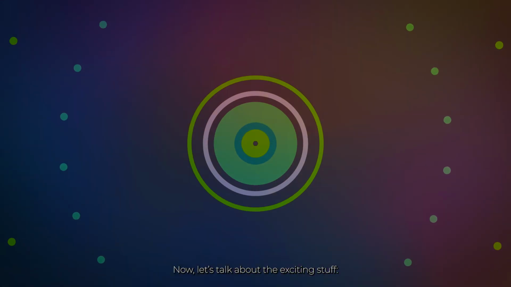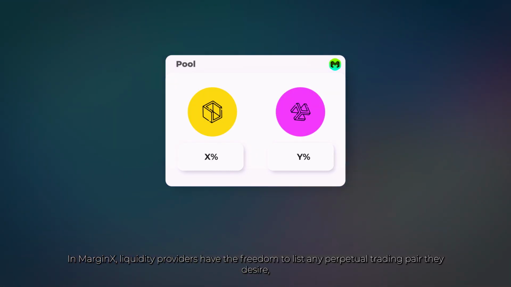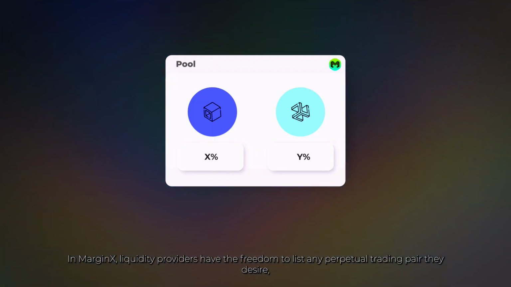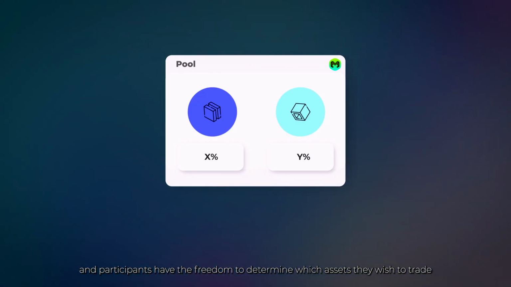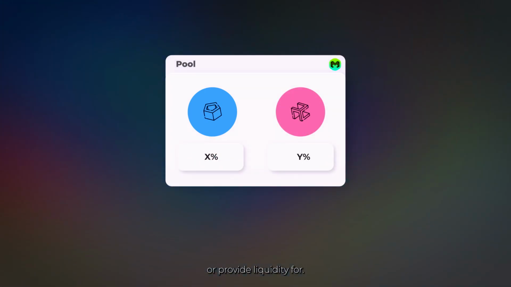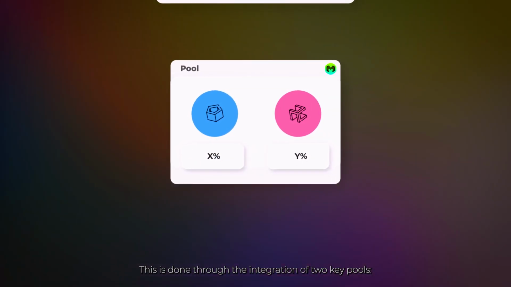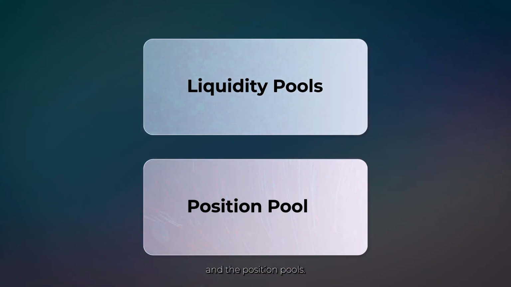Now let's talk about the exciting stuff, our pools. In MarginX, liquidity providers have the freedom to list any perpetual trading pair they desire, and participants have the freedom to determine which assets they wish to trade or provide liquidity for. This is done through the integration of two key pools, liquidity pools and the position pools.